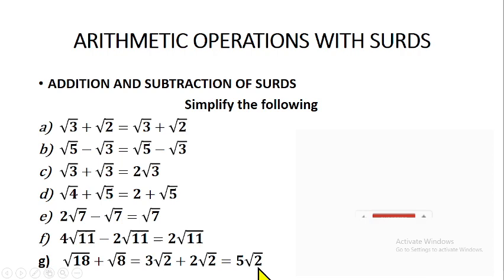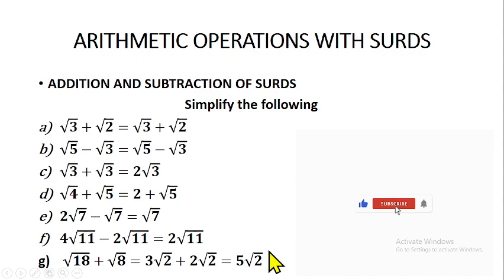Do we understand that? This surd we cannot simplify further. √11 we cannot simplify. √7 we cannot simplify further. Then you can simplify √4, but we cannot simplify all of these further. Do we understand what we have done there? Let's go on to the next one.